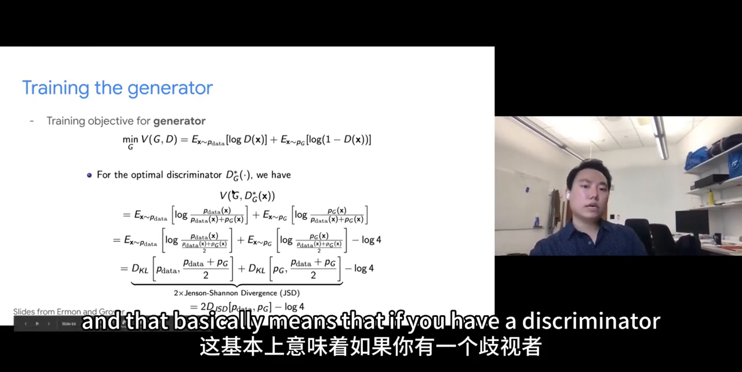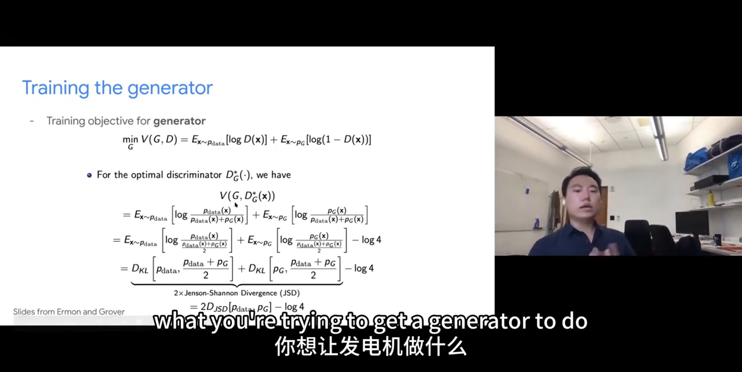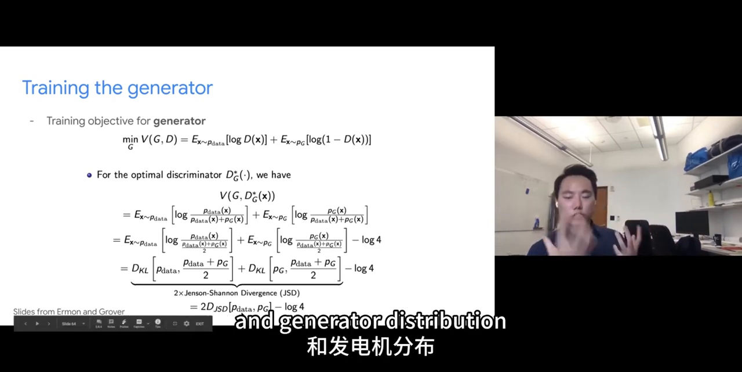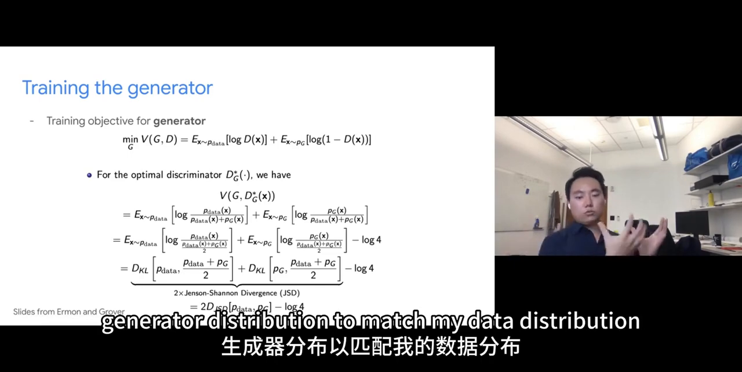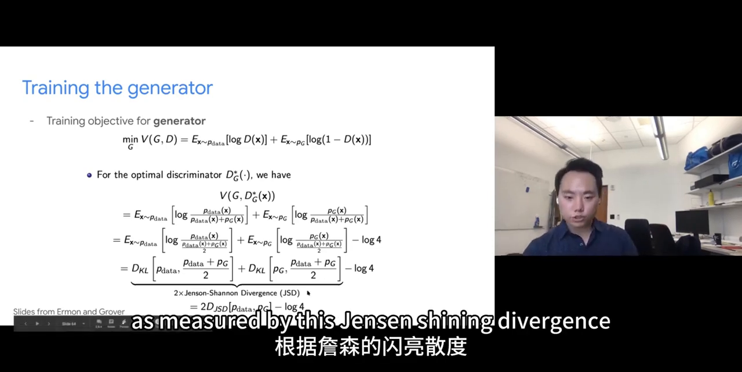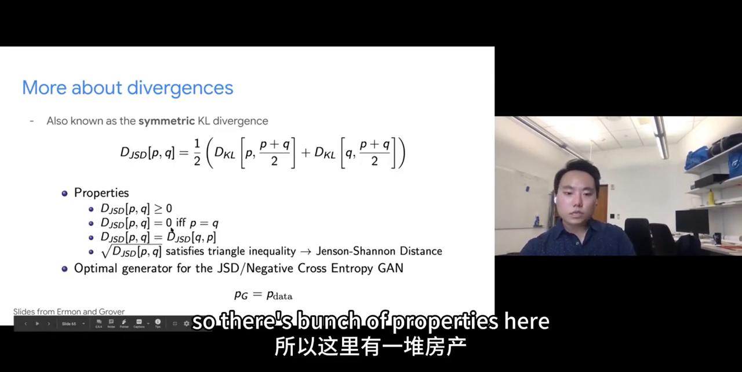And that basically means that, if you have an optimal discriminator, what you're trying to get the generator to do is to minimize a divergence measure between the data distribution and generator distribution. Essentially getting your model's generator distribution to match my data distribution as well as possible, as measured by this Jensen-Shannon divergence. So there's a bunch of properties here.